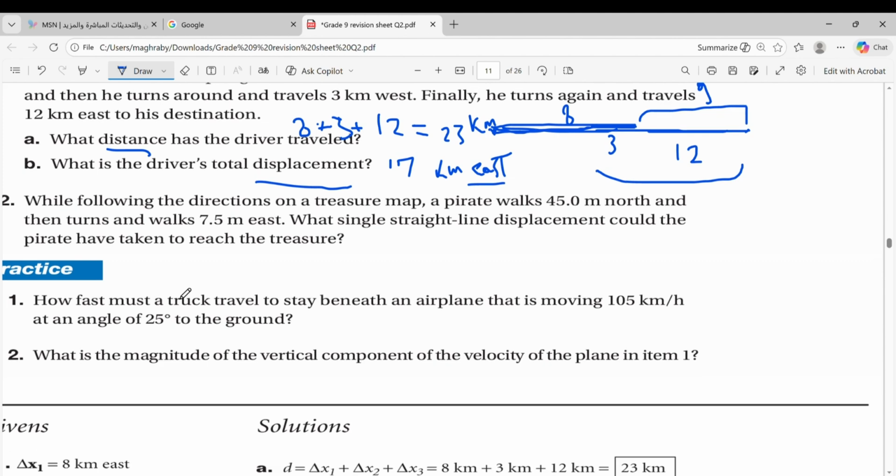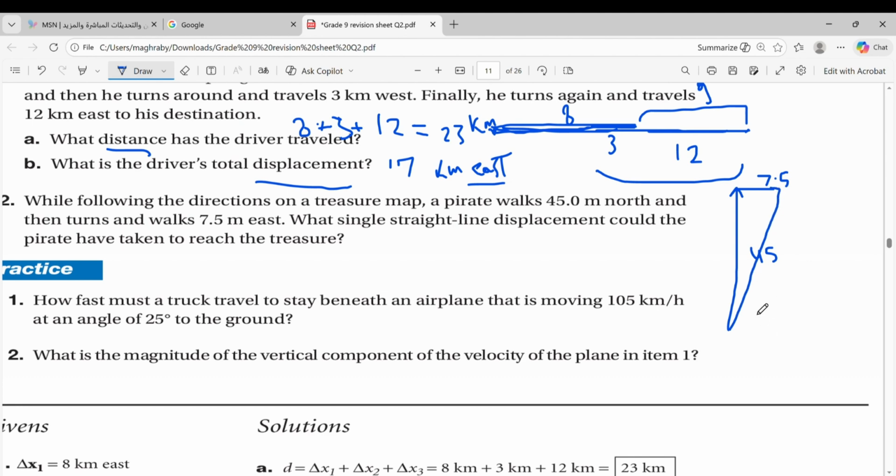Next one, the following question: on a treasure map a pirate walks 45 meters north. So at the beginning he moved 45 meters to the north, and then he turns and walks 7.5 east. So to the east 7.5, like this. What single straight-line displacement could the pirate have taken? So he's asking about the displacement from this point to this point.